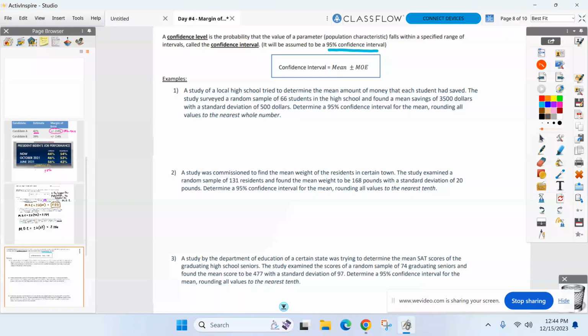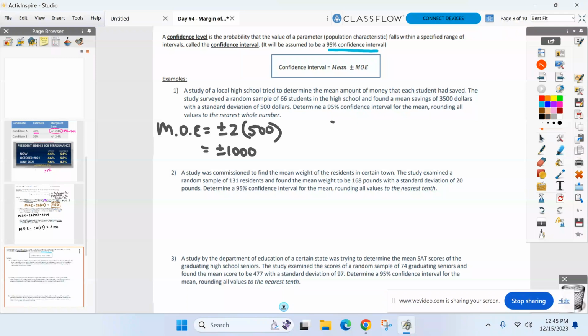This is the last one I'm going to do with you, and then I'm going to start calling on people. 66 students and found a mean savings of $3,500. Determine a 95% confidence interval. So the first thing I need to do before I find the confidence interval is find my margin of error. Plus or minus 2 times the standard deviation, which is $500. So my margin of error is going to be plus or minus 1,000. Okay, everyone ready for the confidence interval now?